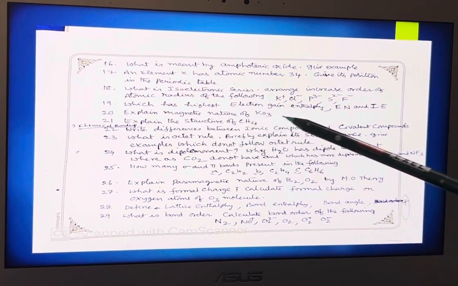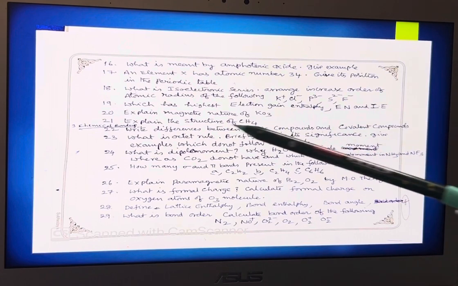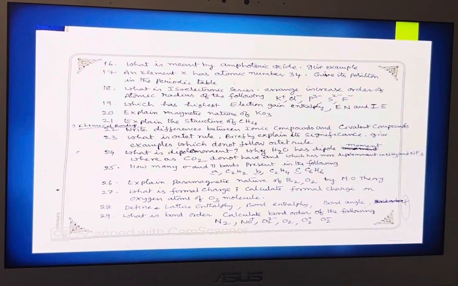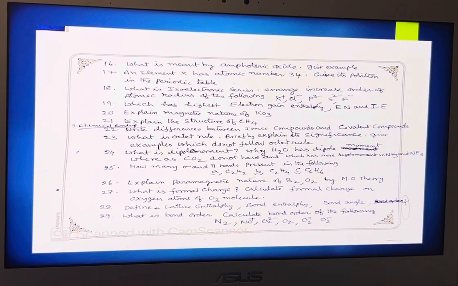Which has the highest electron gain enthalpy, electronegativity, ionization enthalpy? You have to write the highest out of all elements in the periodic table, which element has electron gain enthalpy, electronegativity, ionization energy. So, there may be 3 elements you can see. You have to find out that one. Explain the magnetic nature of KO3. Explain the structure of CH4.